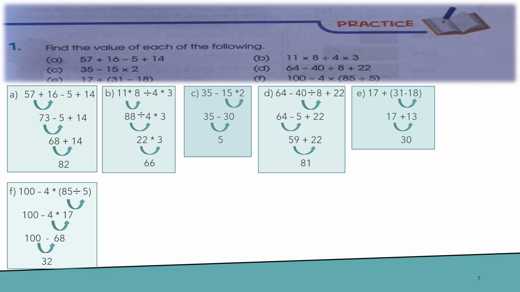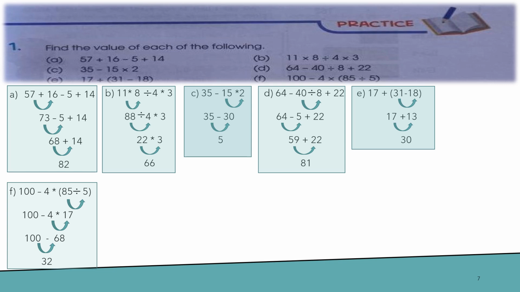Now in part D, we have 64 minus 40 divided by 8 plus 22. Here, first we solve 40 divided by 8, which results in 5. So now we have 64 minus 5 plus 22. Now we are going to subtract 5 from 64. So we have 59, and this 59 is going to be added to 22 as we solve from left to right. So finally we have 81.